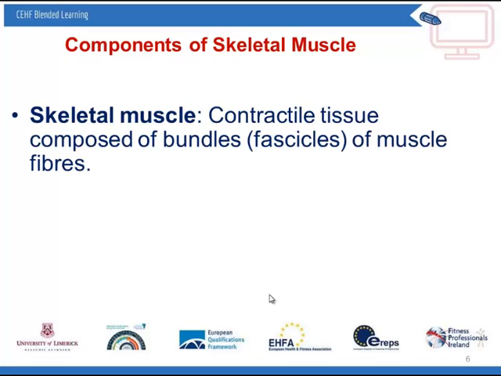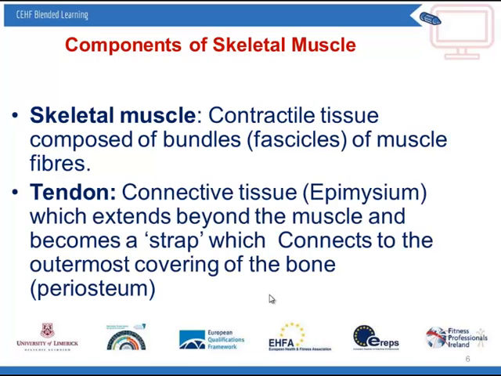So the main components then of skeletal muscle is the muscle itself, skeletal muscle, which is contractile tissue. This means tissue that can contract, and this in turn then is composed of these bundles of muscle fibers, which are called fascicles. The tendon, which is connective tissue, and it is part of the epimysium, which extends beyond the muscle, and it becomes then a strap or a band which connects to the outermost covering of the bone, and that outermost covering is the periosteum.